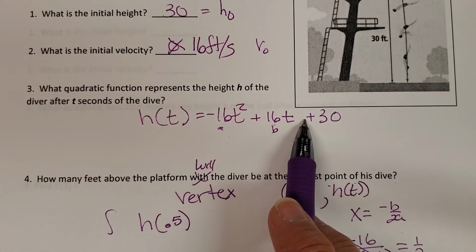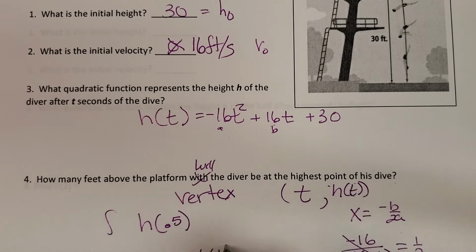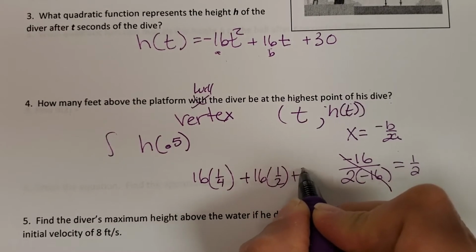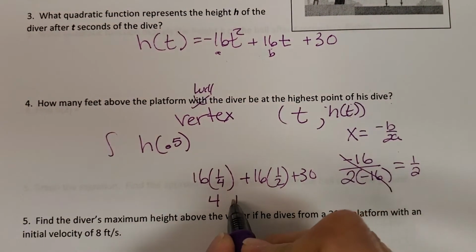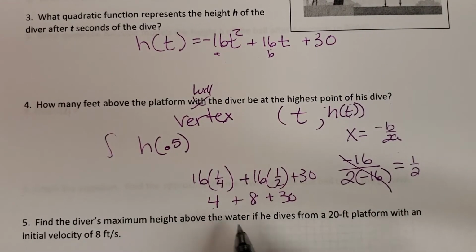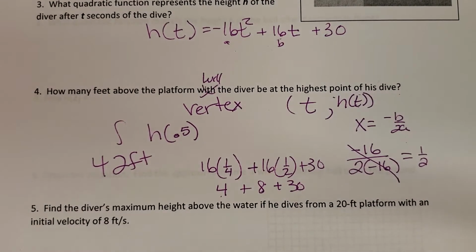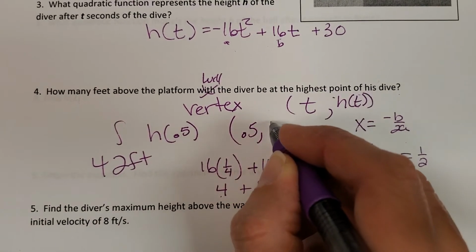If you want to use fractions, you can. Real quick, if you use fractions, a half squared is a fourth. So I would have 16 times a fourth plus 16 times a half plus 30, but you could also put that in your calculator. So a fourth of 16 is 4, half of 16 is 8, plus 30, so 30 plus 12 is 42. So we know now that 42 feet is the highest that that diver got, and it took him a half a second to get there. So our vertex would be 0.5 comma 42.